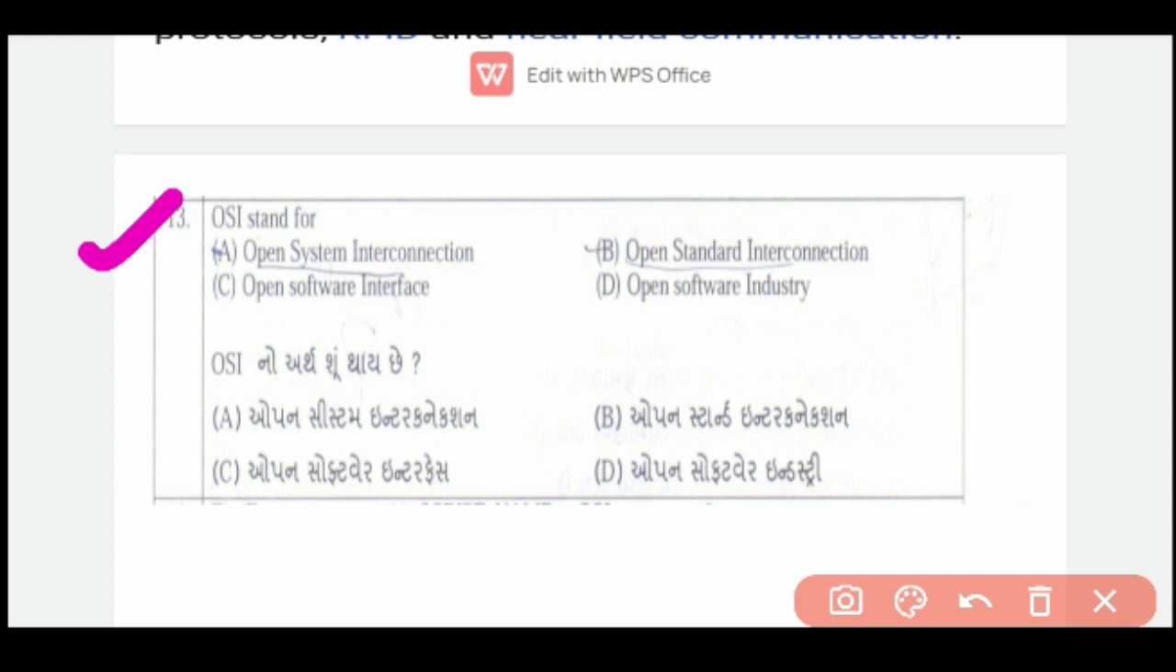Question number 13. OSI stands for option A open system interconnection, option B open standard interconnection, option C open software interface and option D open software industries. Then the answer is option A, open system interconnection.